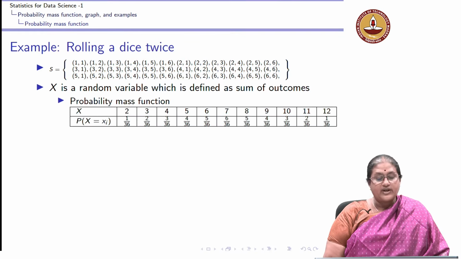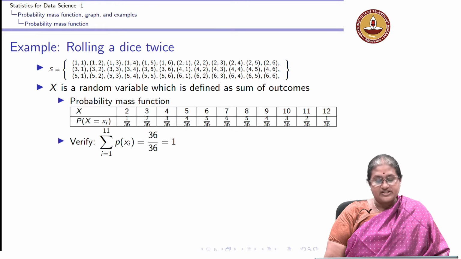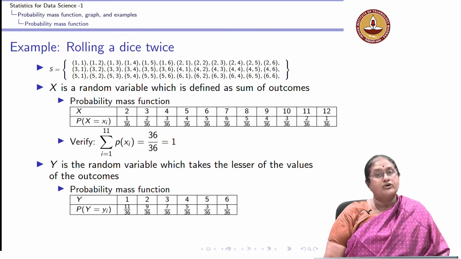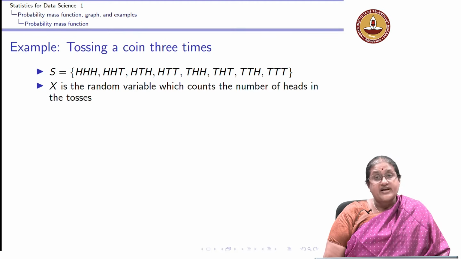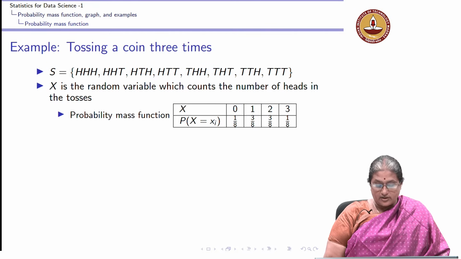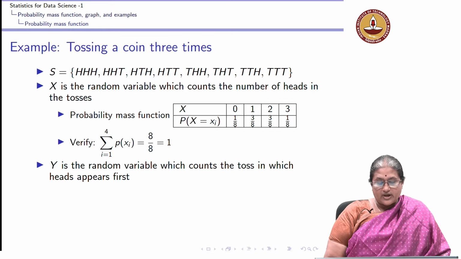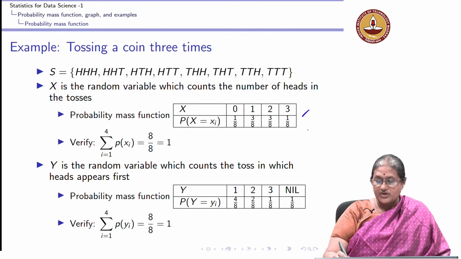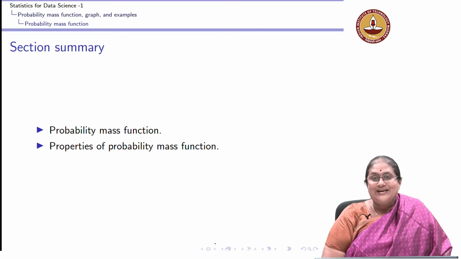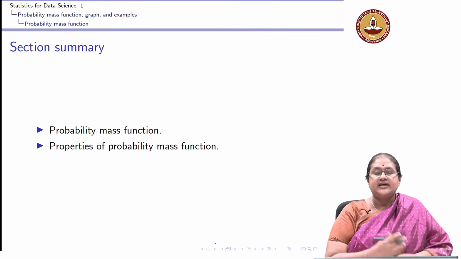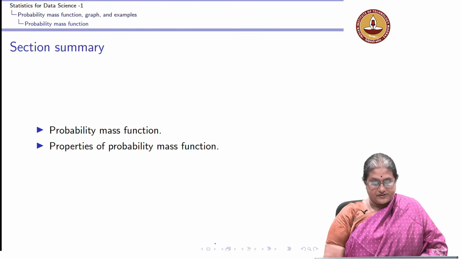We went back to the examples, that is rolling a dice twice, to see the tabular form of the probability mass function for all the random variables we had defined, both in rolling a dice twice and tossing a coin thrice. So, this is what we have seen. These were the tabular forms of presenting the probability mass function.